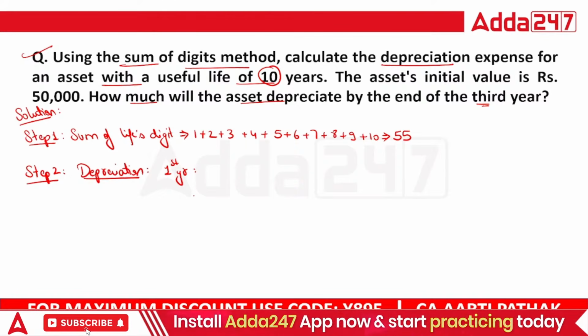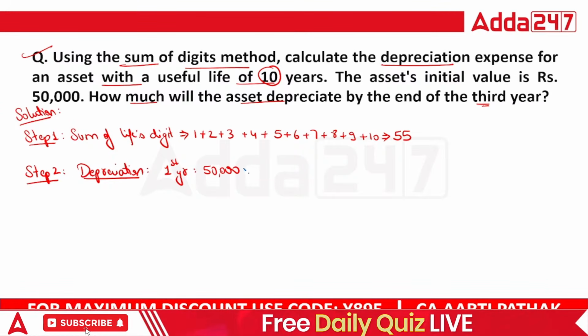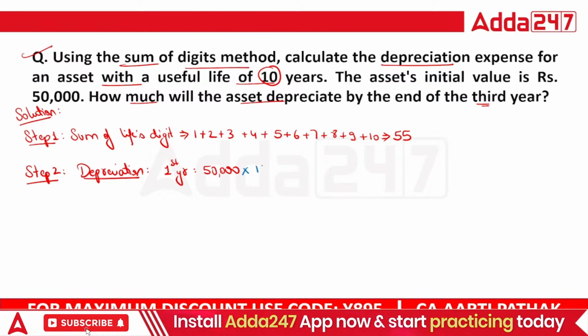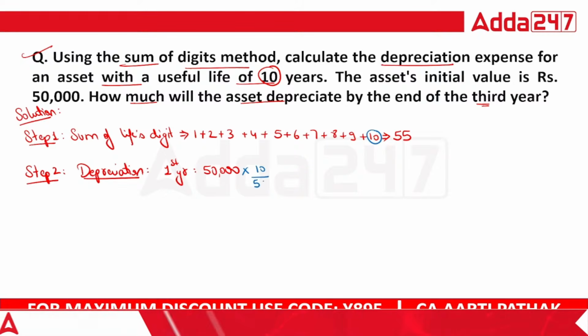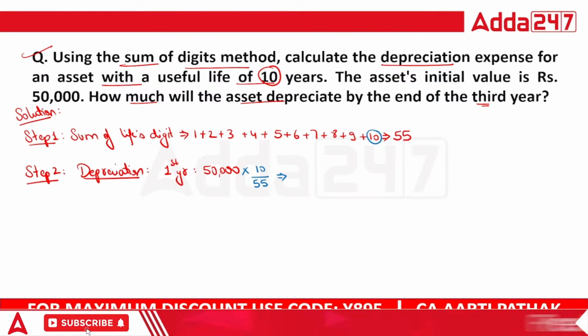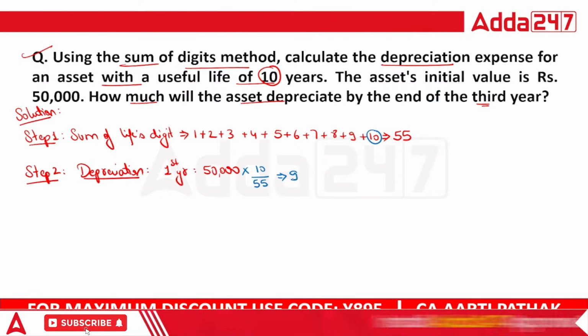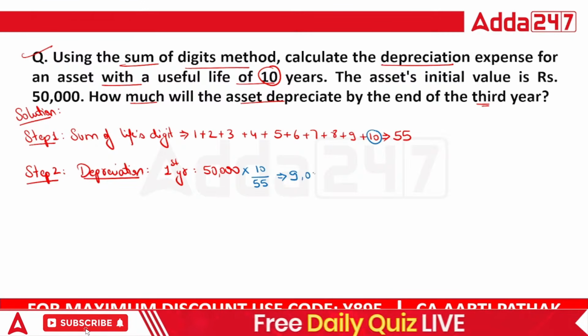Now how to calculate the highest value? What is your asset's value? 50,000. So 50,000 into the highest value, which you can get by taking 10 divided by 55. So 50,000 into 10 divided by 55 means in the first year you are going to charge 9,090.